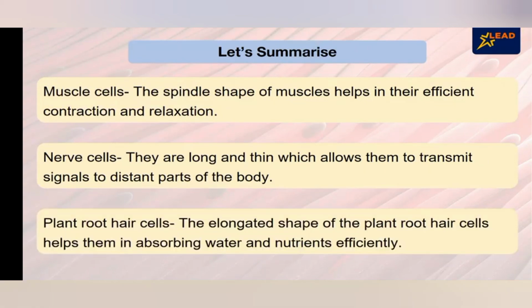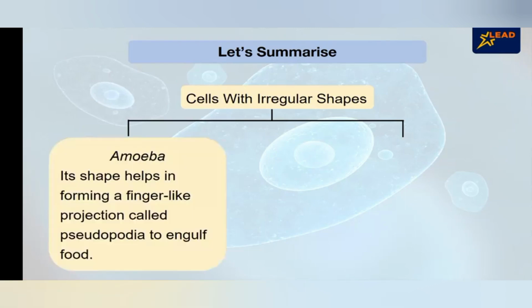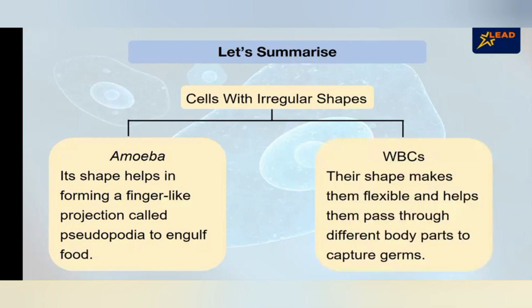The elongated shape of the plant root hair cells helps them in absorbing water and nutrients efficiently. The irregular shape of the amoeba helps in forming a finger-like projection called pseudopodia to engulf food. The irregular shape of WBCs makes them flexible and helps them pass through different body parts to capture germs.